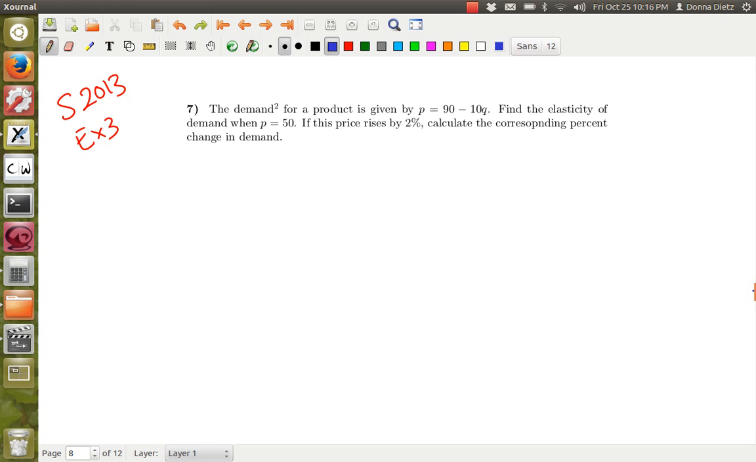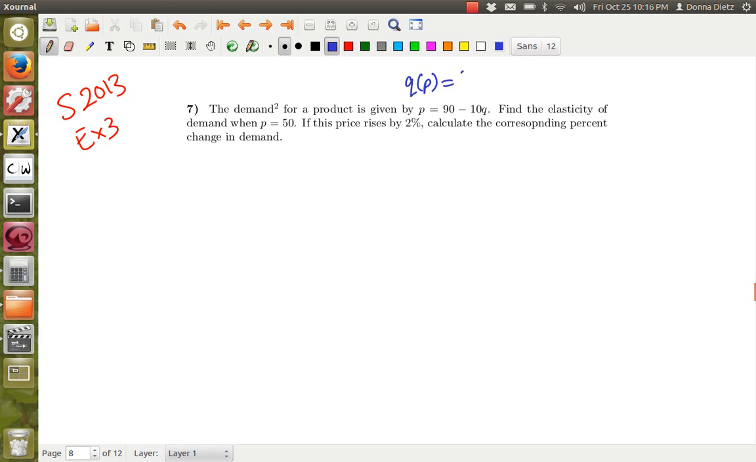Right, so the demand for a product is given by a function. Normally we have Q as a function of P. And before we even get into this question, this is find the elasticity. If the price rises by a certain percent, find the percent change in demand. This is a standard question, but here's the trick: I've given P as a function of Q.